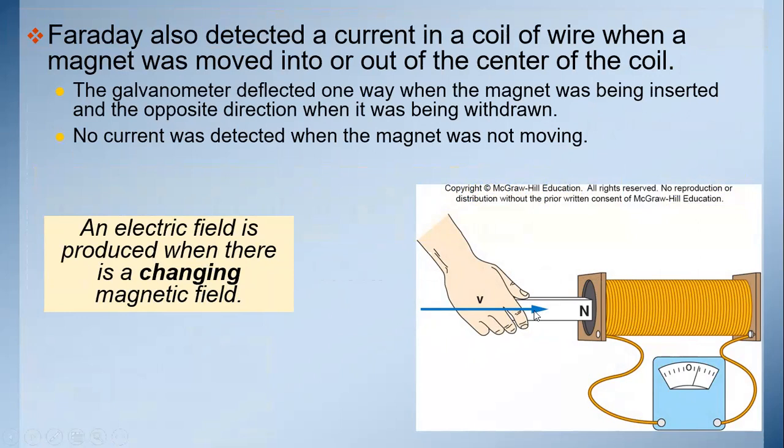So the important words are change in the magnetic field. If you are holding a magnet still, it will not induce a current. But if you move the magnet, it will induce a current. So there should be a change in the magnetic field in order to induce a current in a circuit.